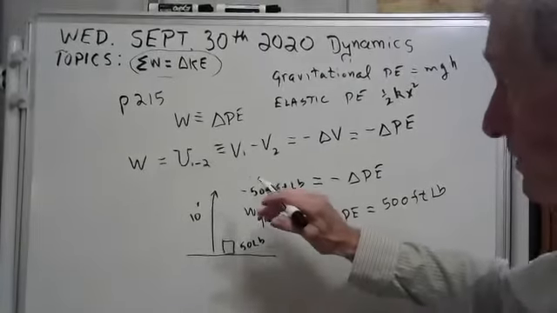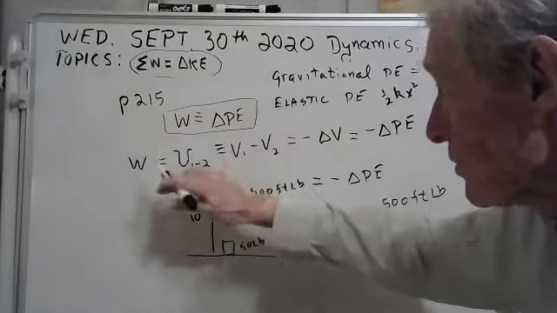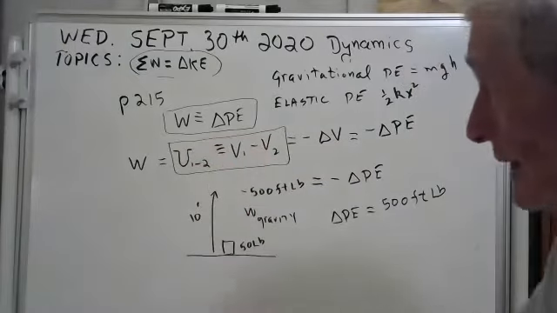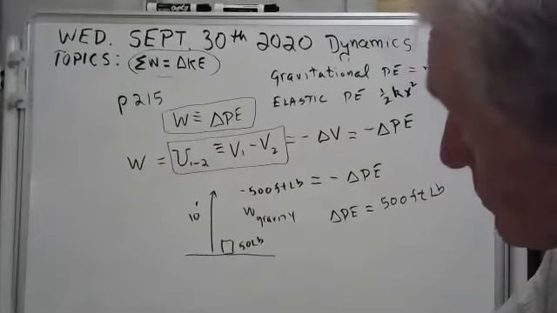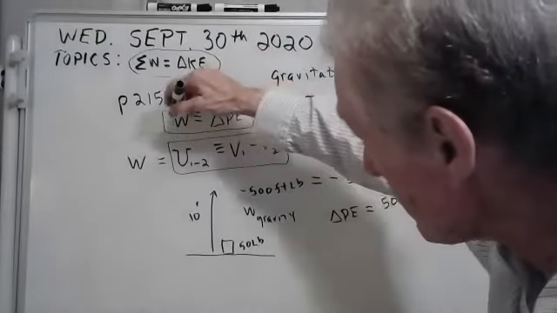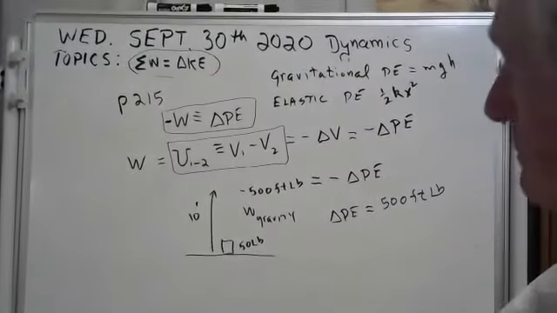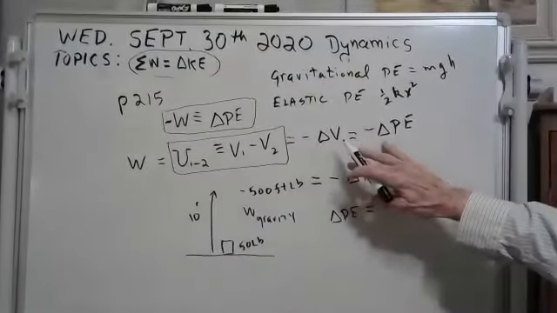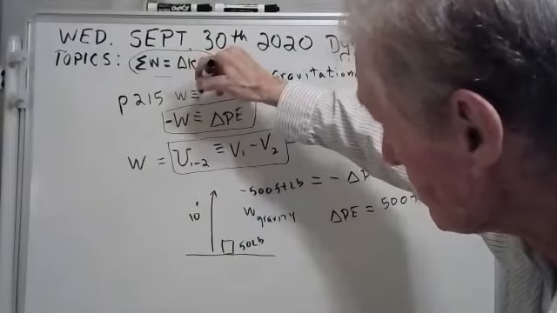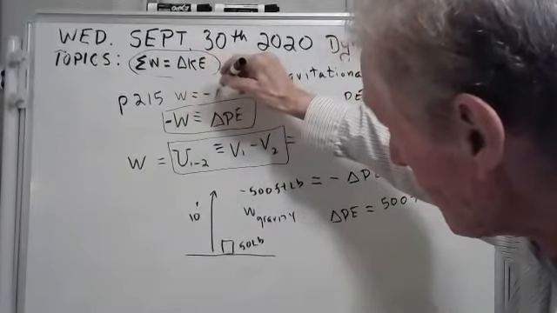Okay, I think this is a very important equation. I prefer to write it like this, but it is in your book on page 215. They write it like this. It's the definition of the change in potential energy. Wait a minute, I did it wrong. This has got a negative sign right here. There, that's good. Now it's correct. You can write it like this if you want.